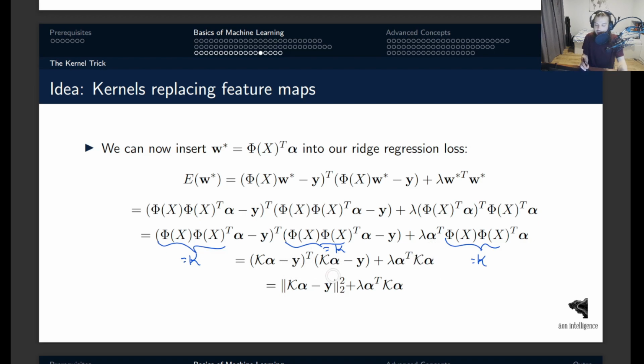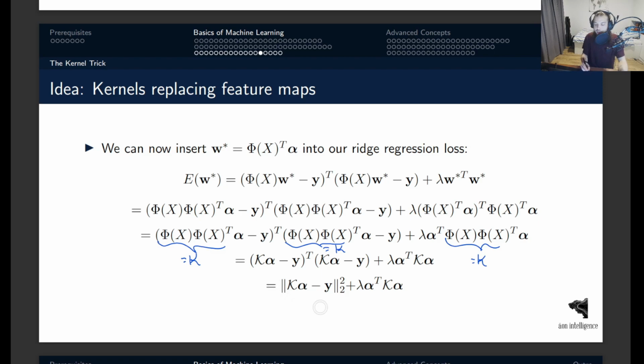And we see that this is the squared L2 norm of our predictions. Our predictions now look like this: the kernel matrix times our parameter vector alpha, minus y, the squared L2 norm of this. And then we have this, which almost looks like the L2 norm of our parameter vector alpha. We just have this additional matrix K within the square of the parameter vector alpha.